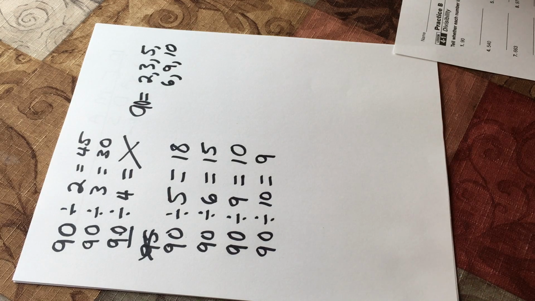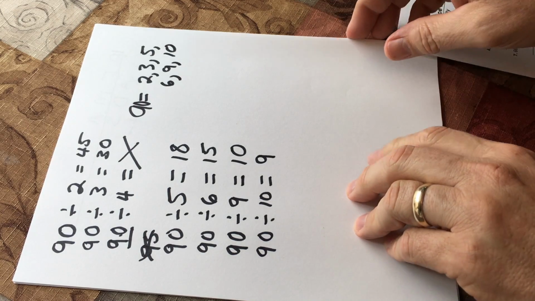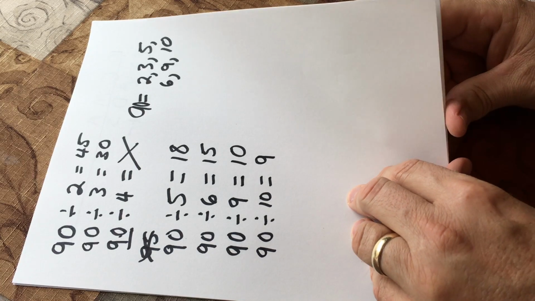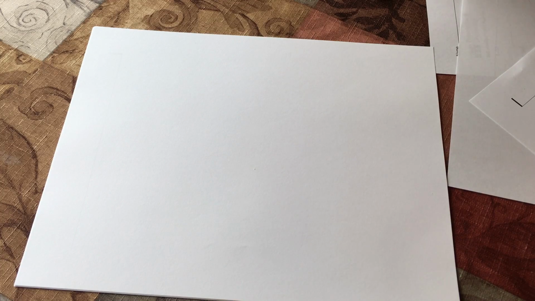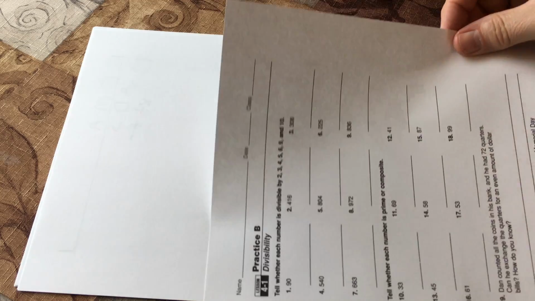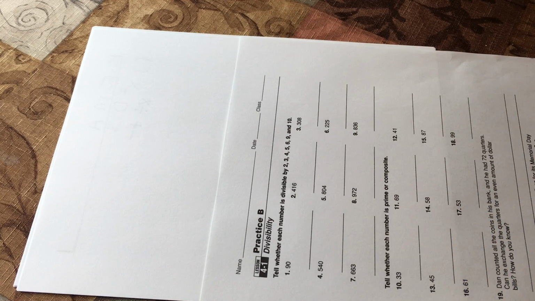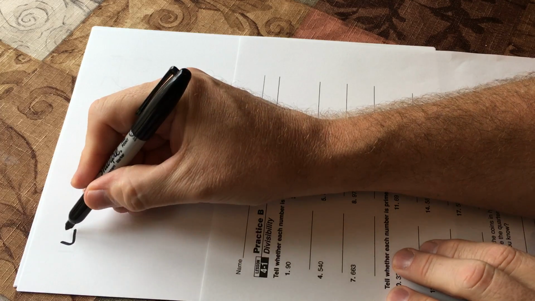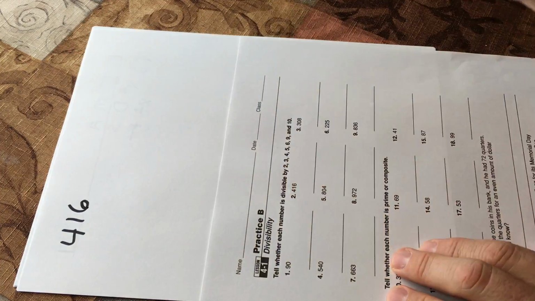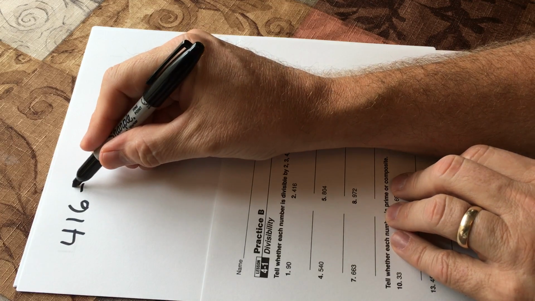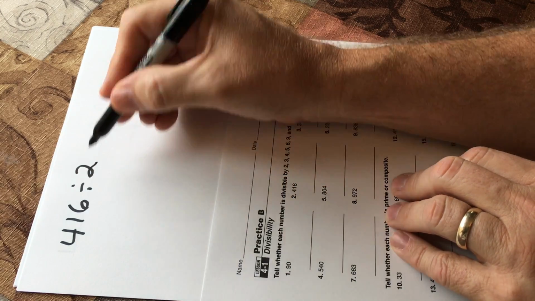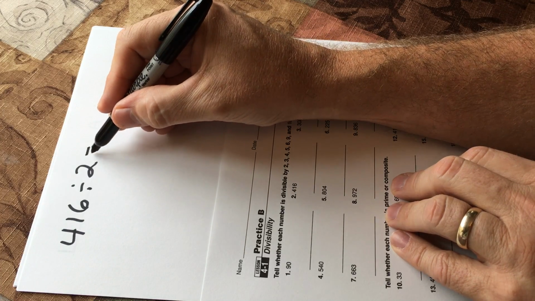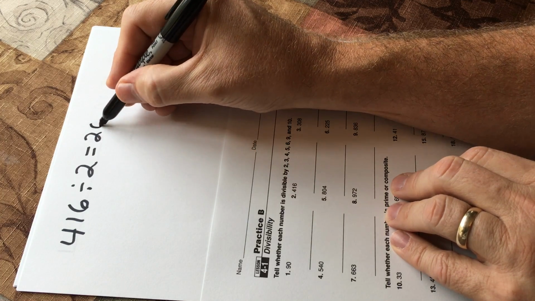Let's go for another one and give it a try. This one was kind of an easy one. It had a lot of numbers that we're familiar with. Okay. Let's look at number 2, the number 416. Okay, so first off, it is an even number. So it will be divisible by 2. And that means we're going to have 208.